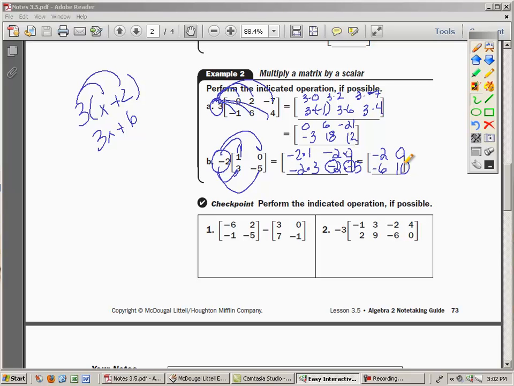So I want you to pause your video and try the next two. You're going to be doing a subtraction, and then a scalar multiplication. Go ahead and give that a shot, and then restart your video, and we'll check your solutions.